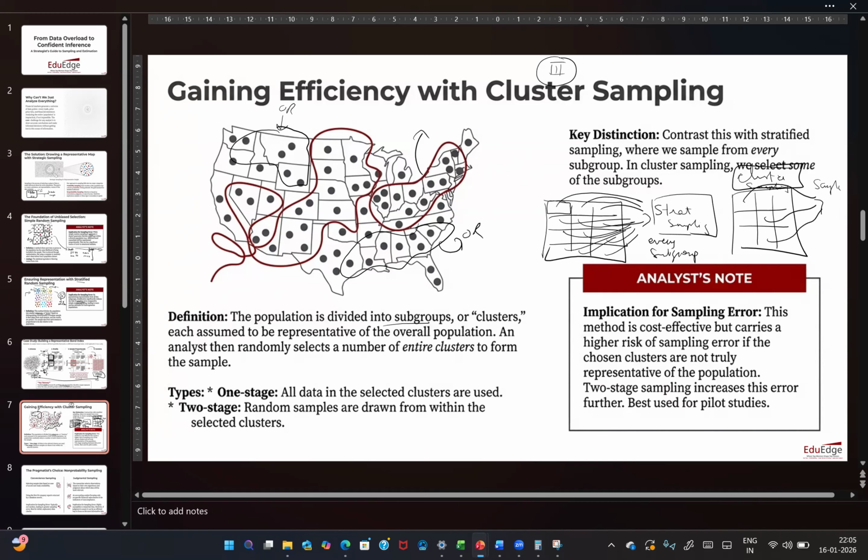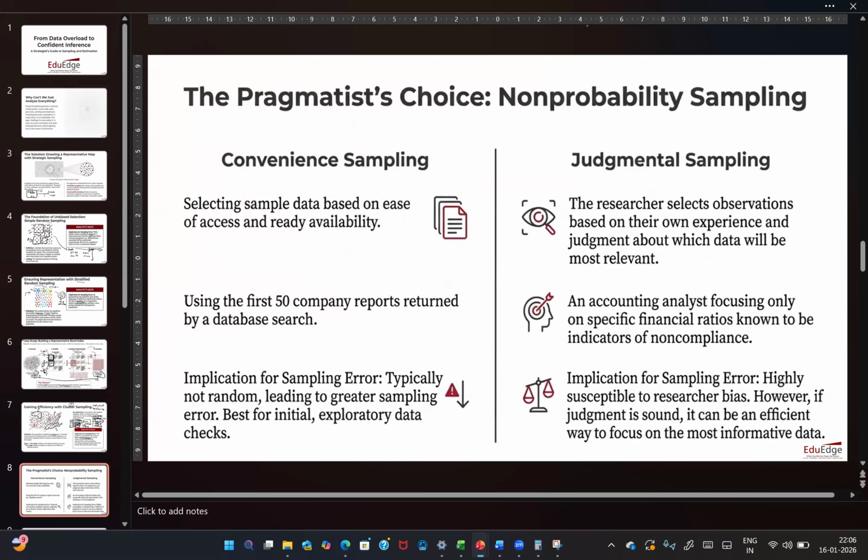So it is more cost effective, the cluster sampling, but can I say it could have higher risk of sampling error? If the chosen clusters do not have the perfect representation of the original population, then we have a problem. Then the sampling error will increase. So the risk of sampling error is higher in cluster sampling, and that happens more if the cluster is not representative of the population. Okay, so this is cluster sampling.